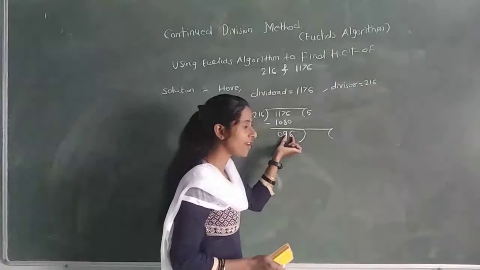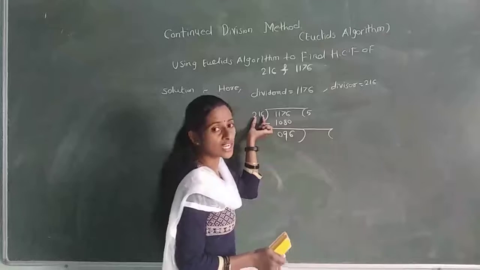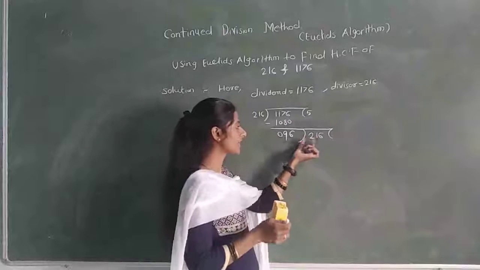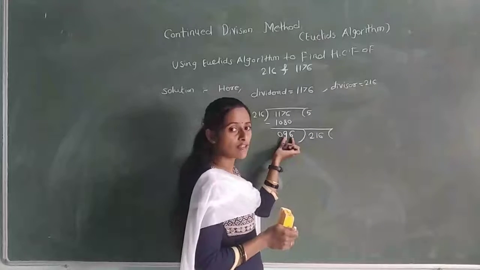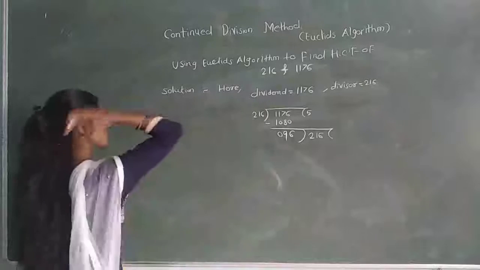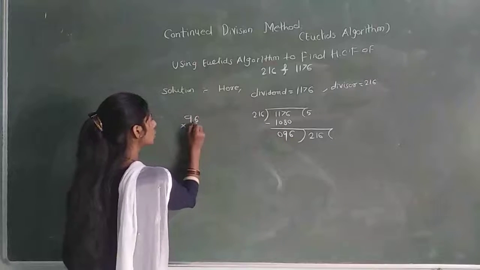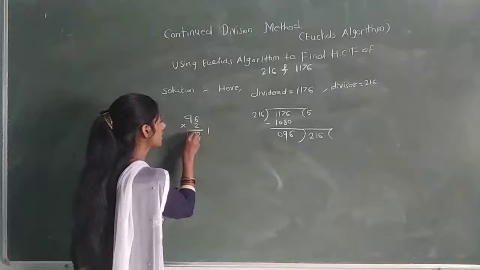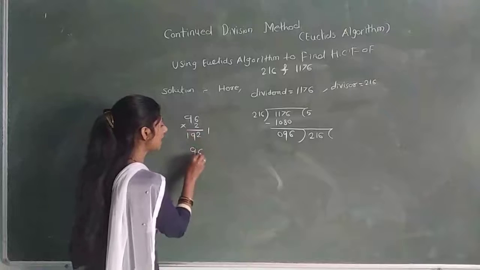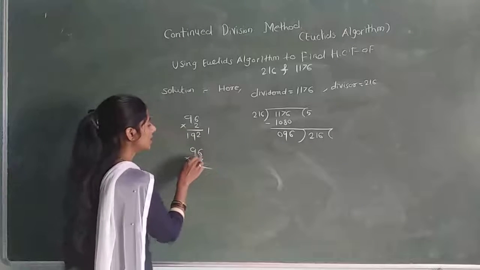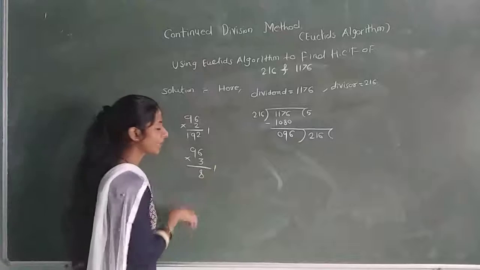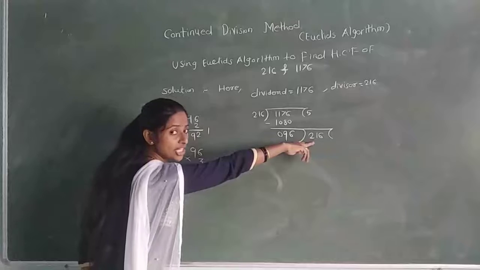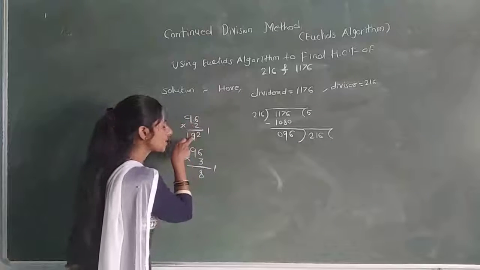This remainder becomes the divisor and the previous divisor becomes the dividend. That is 216 as the dividend and 96 as the divisor. Okay, so solve this. 96 into 2. 6 2s are 12, carry over 1. 9 2s are 18 plus 1, 19. Okay, so next multiplication 96 into 3. 6 3s are 18, carry over 1. 9 3s are 27. But this is greater than the dividend. So the next closest number is 192.